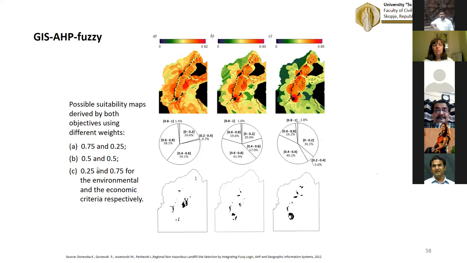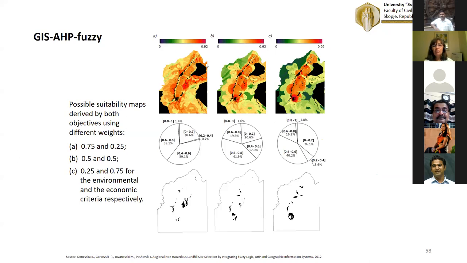This scenario assigned different weights to the economic and to the environmental intermediate map. The first scenario includes giving higher weight, 0.75, to the environmental group of criteria and 0.25 to the economic set of criteria. The second scenario assigns equal weights to both the environmental and economic set of criteria. And the third scenario assigns a higher value to the economic set of criteria. For these three scenarios, the final maps were created and the results are presented here on this picture.